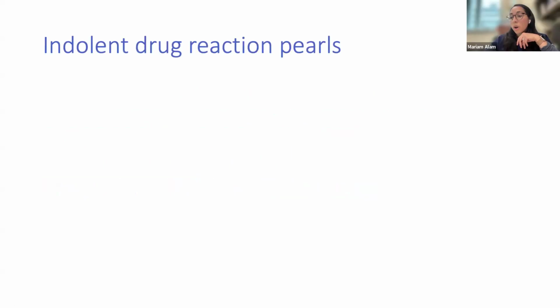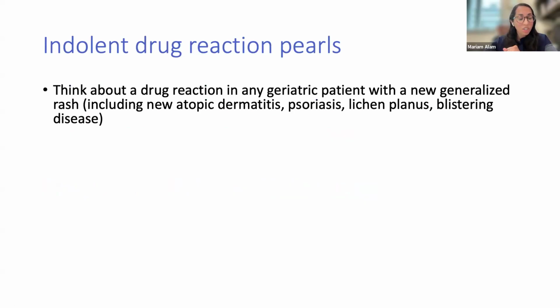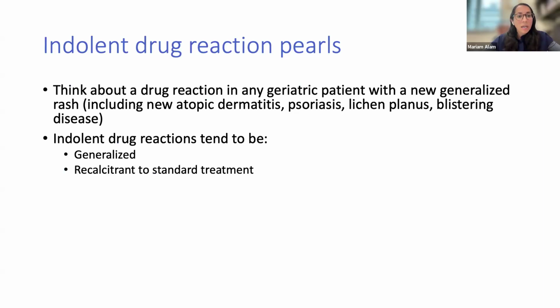So I'm going to start with just a few pearls, and then we'll go into each specific reaction a little bit. I think it's important to think about a drug reaction in basically any geriatric patient who comes in with a new generalized rash, because medications are a super common cause. And it would be a little weird for a rash to pop up all of a sudden in an 80-year-old without some sort of external trigger.